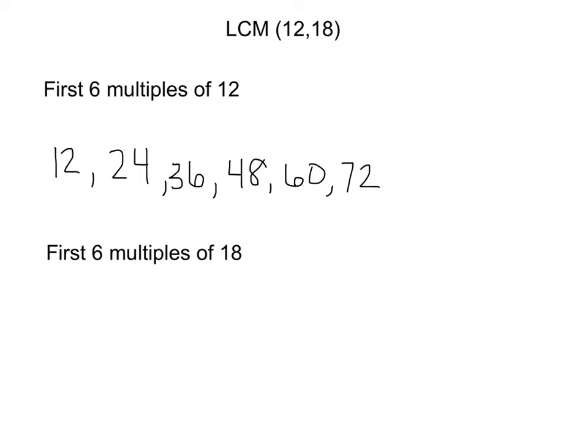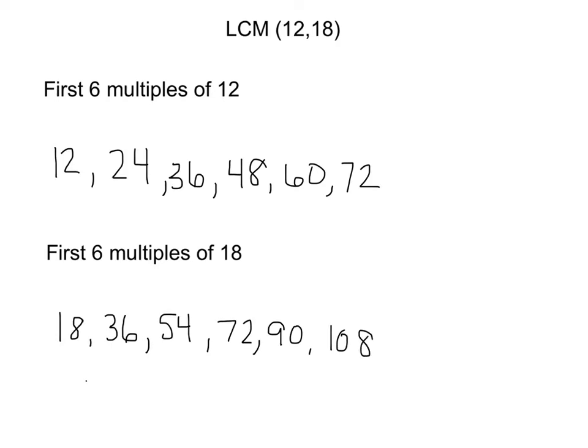Now we're going to find the first 6 multiples of 18. They would be 18, 36, 54, 72, 90, and 108.